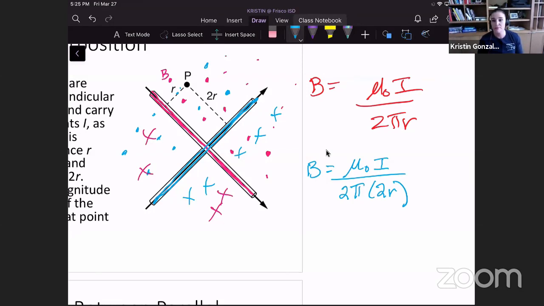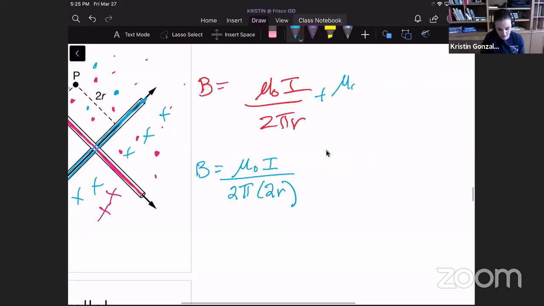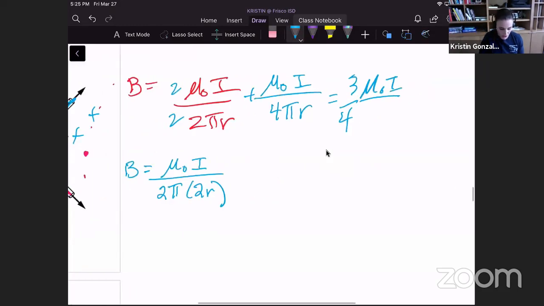Okay, so now that we've looked at the magnitude of each of those two, just like we did with fields or any other vector, we want to look and see the direction of those. So if I look at point P, they're both coming out of the page. So if we have two vectors that are in the same direction, what do we do with them? We add them together. Okay, well, we want to get a common denominator here, so 2 over 2, and we end up with 3/4 times mu naught I over pi times r. And that would be for point P.